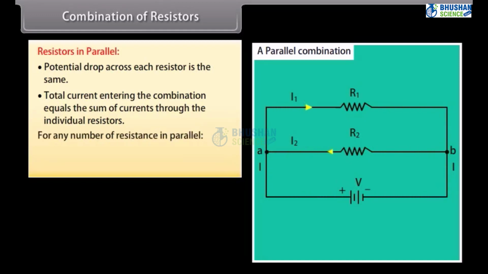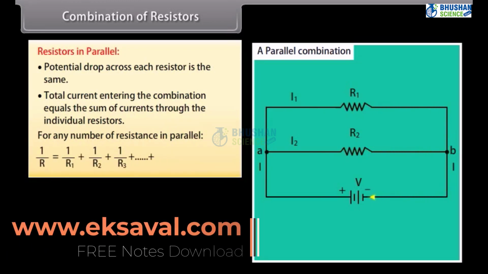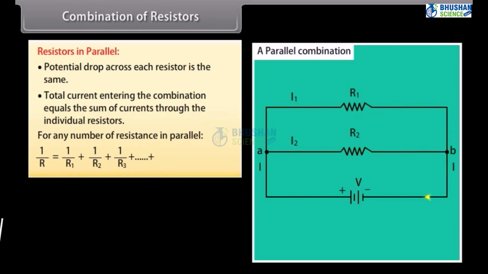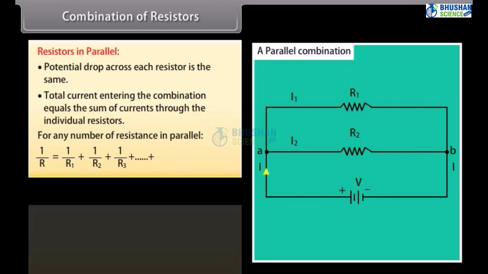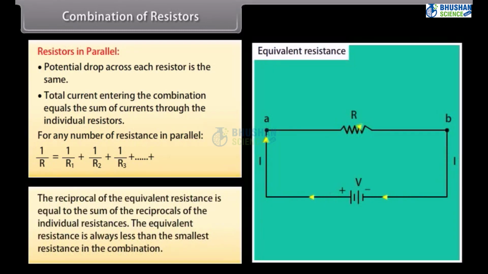For any number of resistances in parallel, 1 upon R is equal to 1 upon R1 plus 1 upon R2 plus 1 upon R3 plus, and so on. The reciprocal of the equivalent resistance is equal to the sum of the reciprocals of the individual resistances. The equivalent resistance is always less than the smallest resistance in the combination.